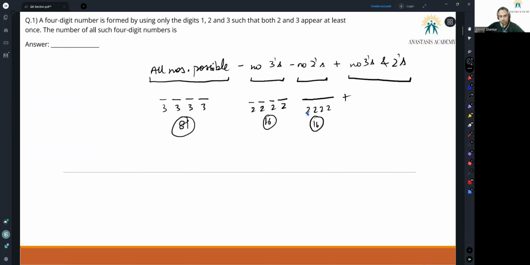And then if 2 is not used, 3 is not used, every blank will be filled up with 1 only. So there is just one case. So we have to do maths of these 4 numbers. 81 minus 16 plus 1. Altogether, we should reach our answer as 50.